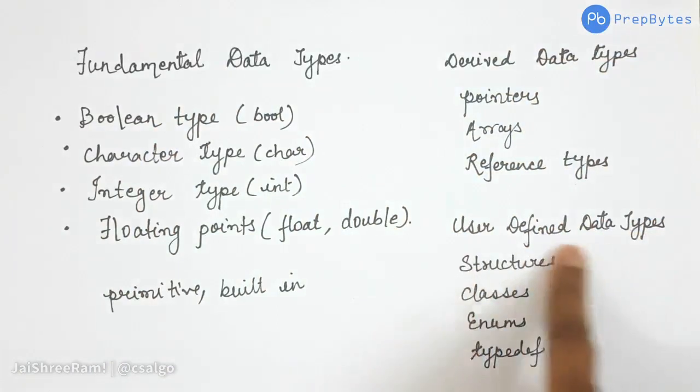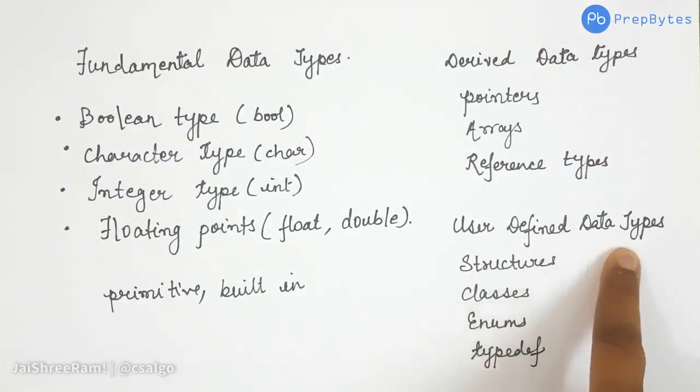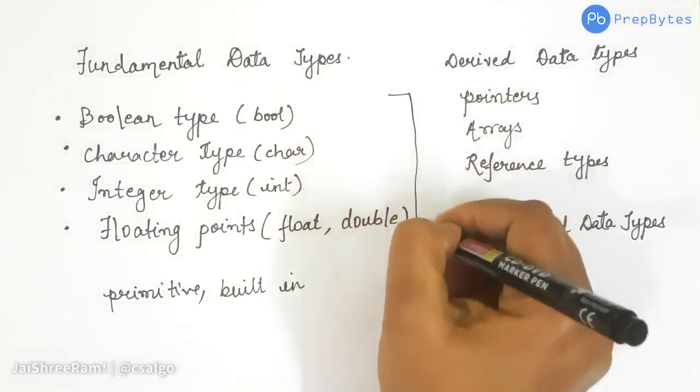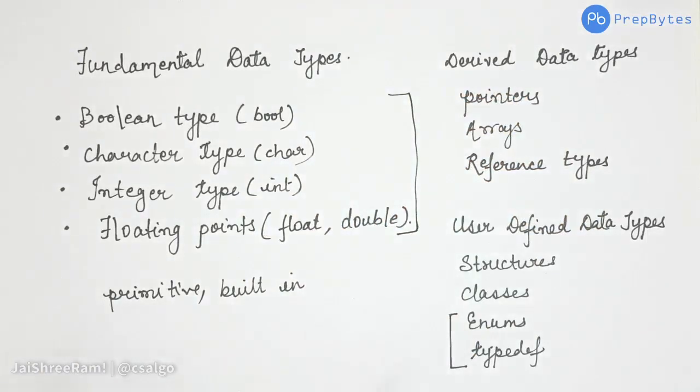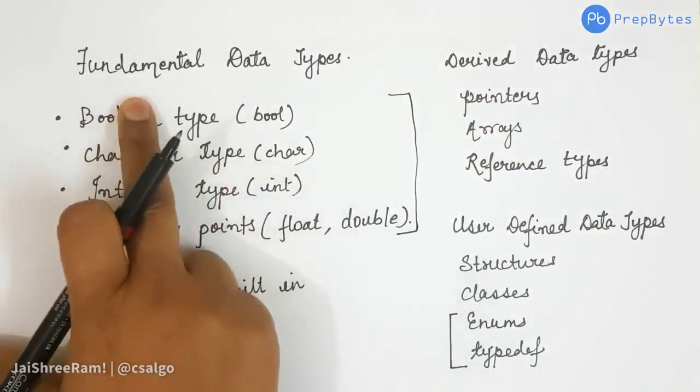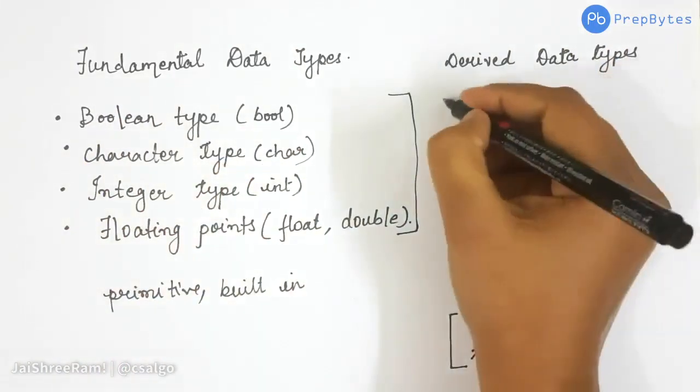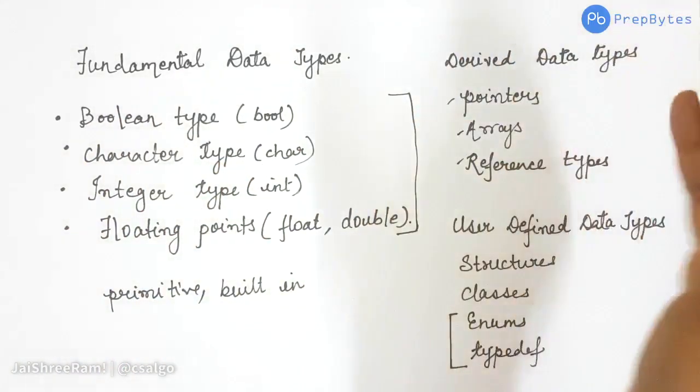And we also have user-defined data types, which users define by themselves. So we have structures, classes, enums, and typedef. In this session, we will talk about enums and typedefs, and we will talk about all the fundamental data types that we have. Apart from these fundamental data types, there are derived data types, which are derived from these data types. We will discuss each of them in the later sessions.